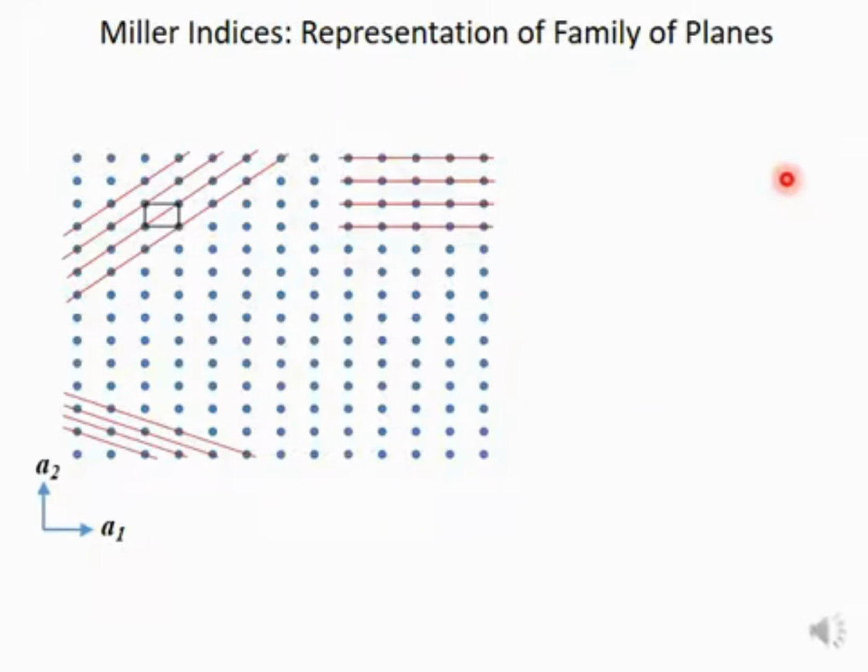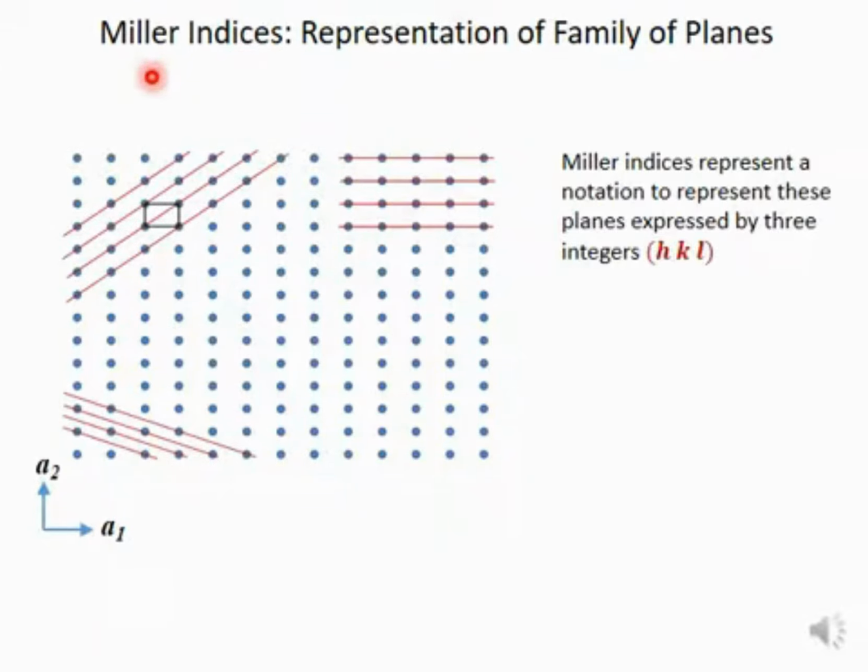How do you represent a family of planes? There is a certain index which is used to represent a family of planes, called Miller indices. It is normally represented by three integers, h, k, l, shown in brackets. Basically, you find the Miller indices for a set of planes, and those indices are valid for all the planes within the set.